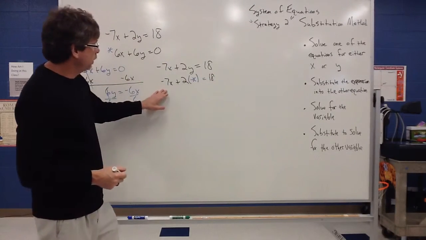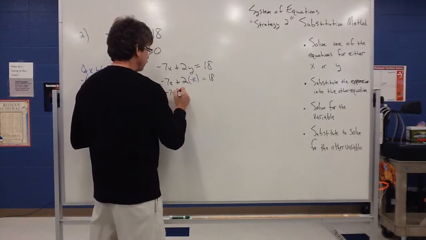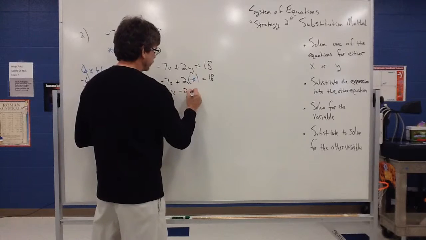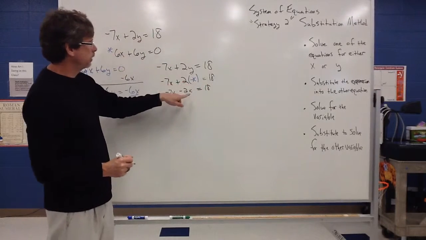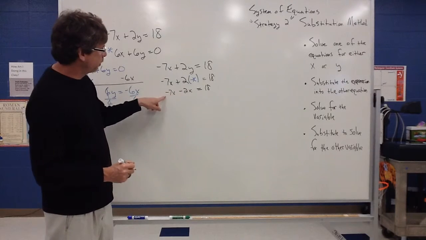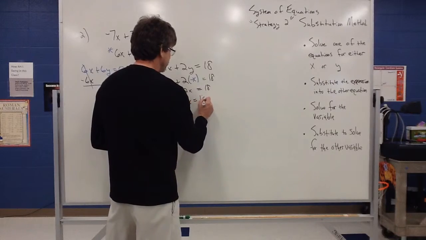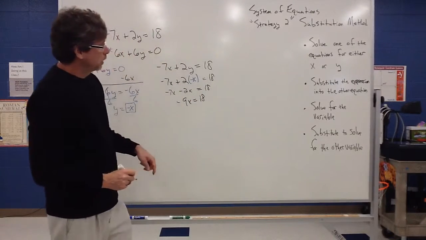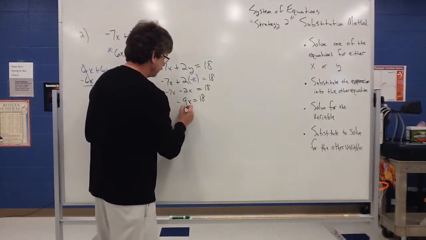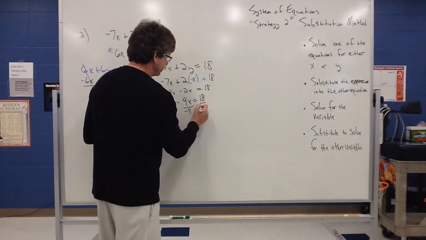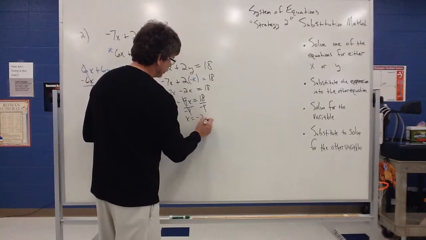So now I'm ready to go ahead and simplify this down a little bit. So I have a negative 7x, and that's really the same thing as a negative 2x equals 18. Remember, a positive times a negative just makes a negative. These are like terms, so it's going to make a negative 9x is equal to 18. So we substituted in, we simplified. We still want to solve for the variables. So to get x by itself, I need to divide by negative 9. The negative 9s will divide out, and we end up with x equals negative 2.